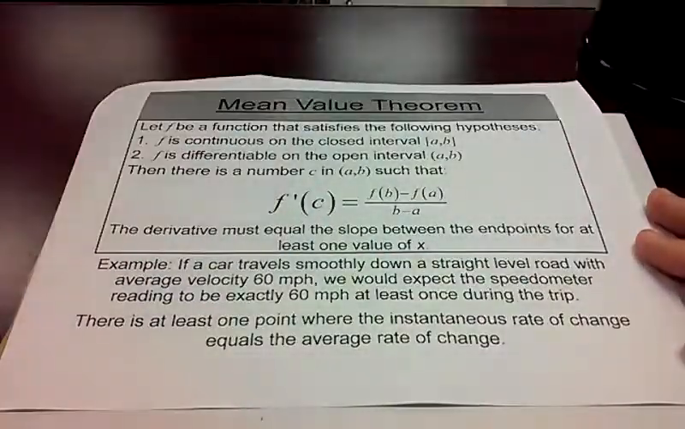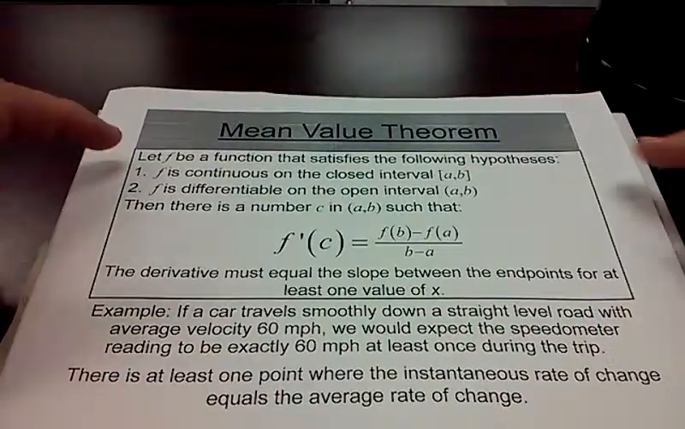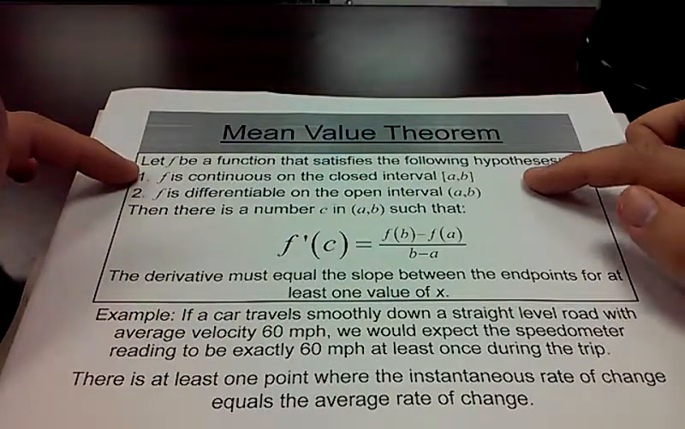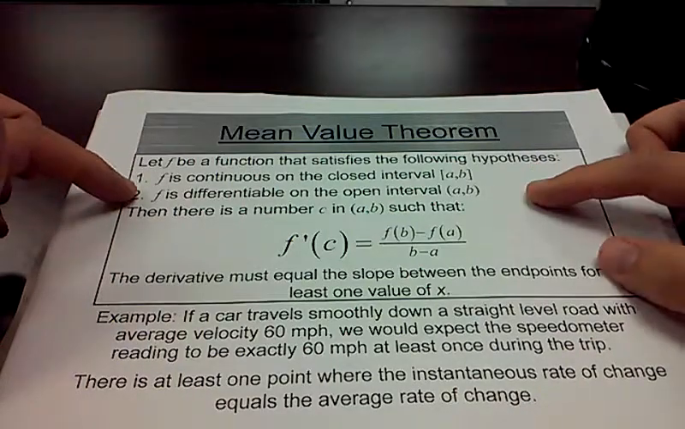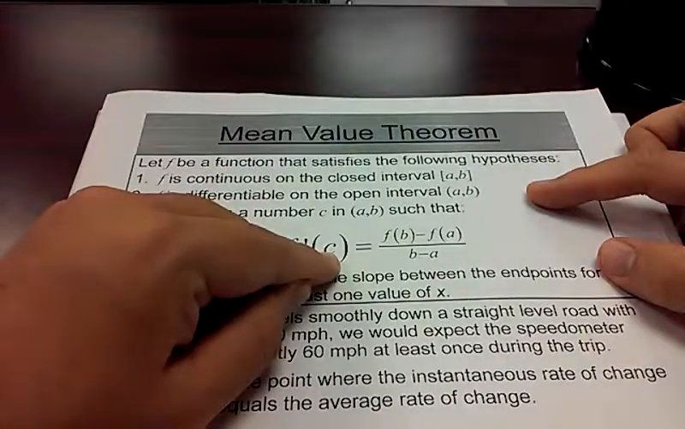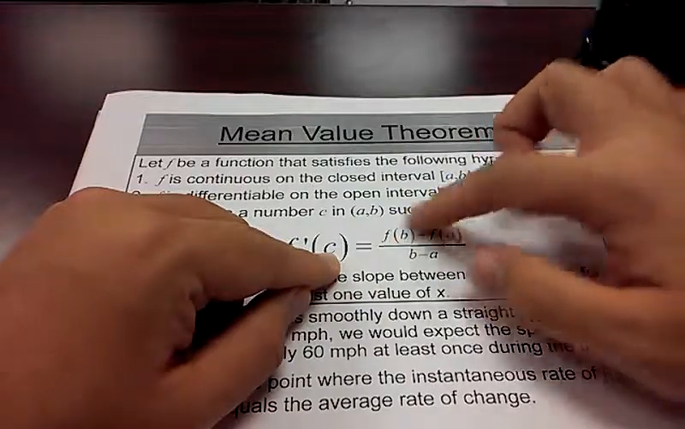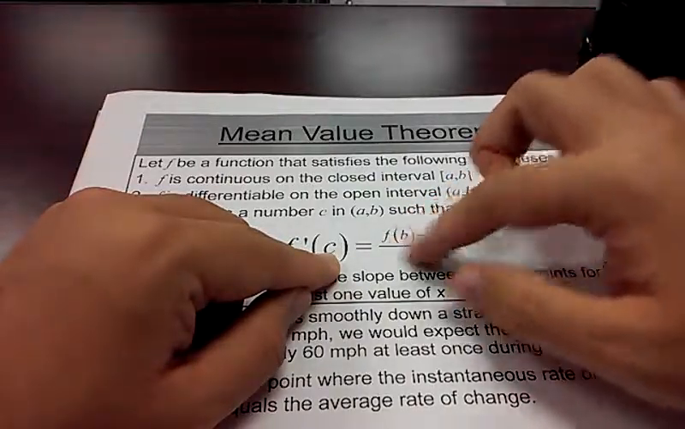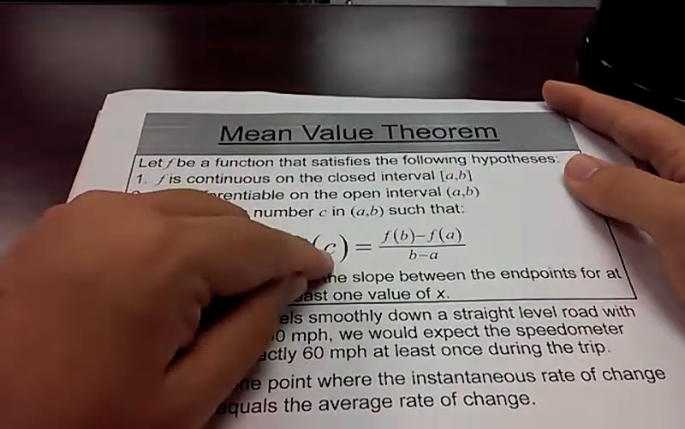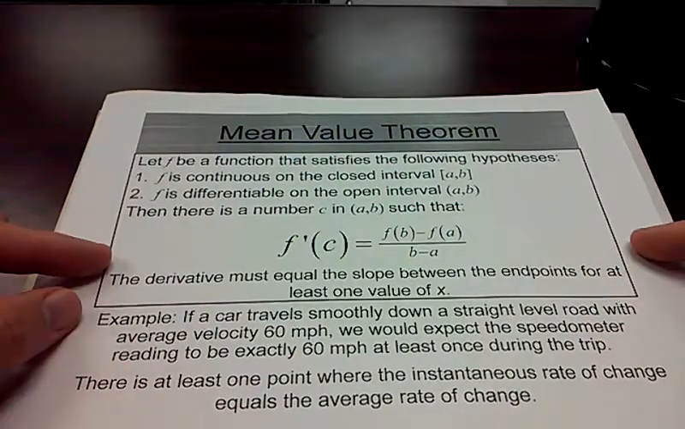So let's look at what the mean value theorem is. Two conditions for the mean value theorem: the first is that it's got to be continuous on the closed interval [a, b], and it has to be differentiable on the open interval (a, b). If those two conditions are met, then the mean value theorem guarantees that there is some point c between a and b such that the slope of the secant line between a and b is equal to the derivative of the function at that point. The derivative must equal the slope between the endpoints for at least one value of x.